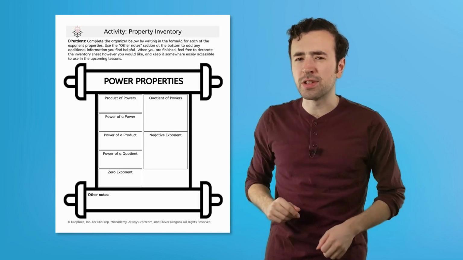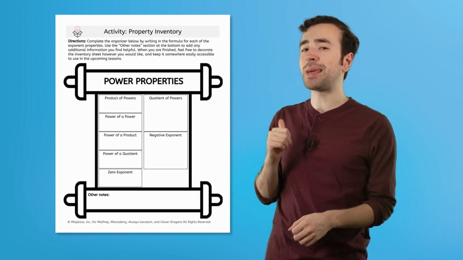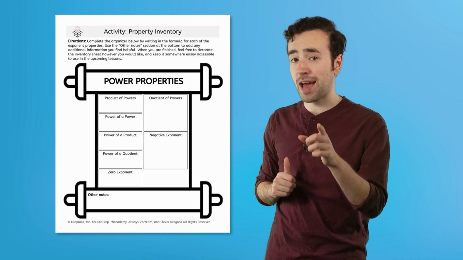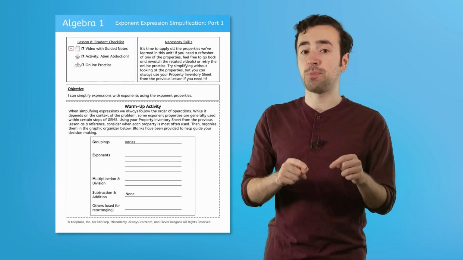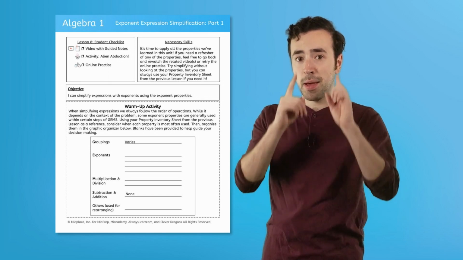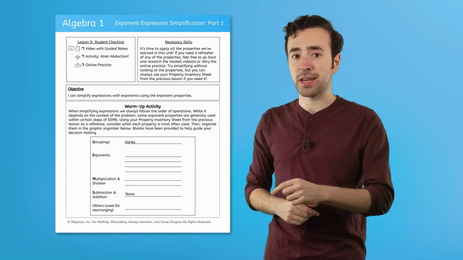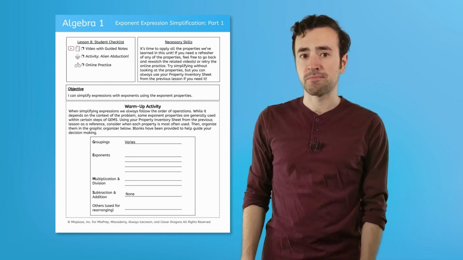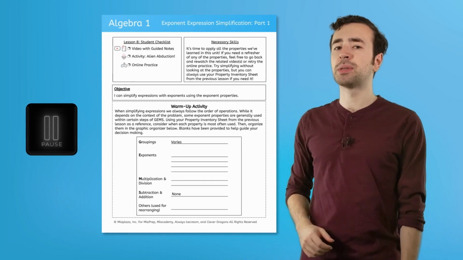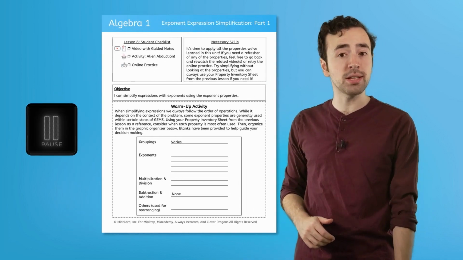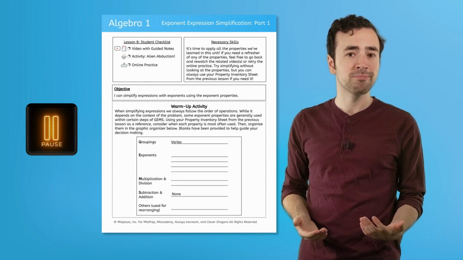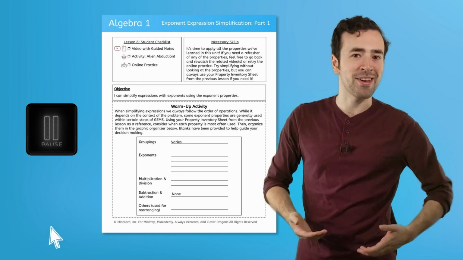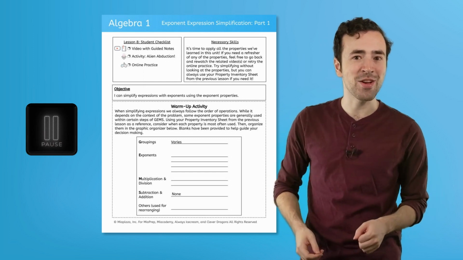Remember that property inventory sheet from the previous lesson's PDF? Make sure you've got that with you. And one last thing, there's a warm-up activity on the first page of your PDF for this lesson. Make sure you've completed that activity before watching the rest of this video. Pause here if you need to take a moment to find your property inventory sheet or complete the warm-up activity. Okay, ready? Here we go.